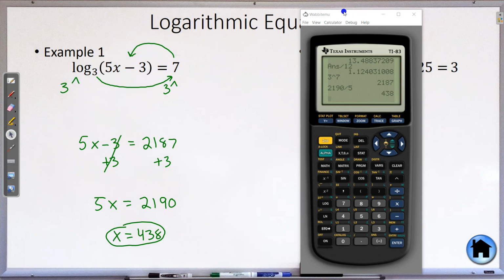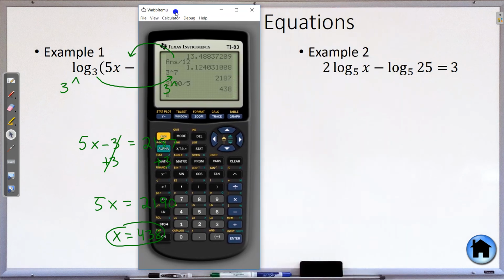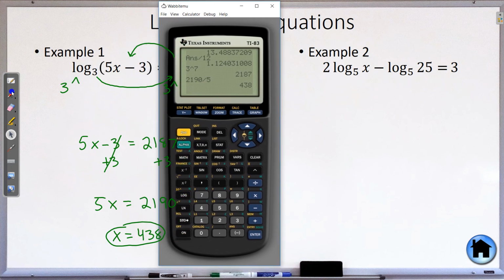All right, let's do another one. Here we go. This one looks really complicated. It's going to take some properties that we remember from logs. So we got 2 logs here. We eventually want to combine them. Before we do that, though, take a look. There's a 2 outside of this log. And remember, if it's on the outside, we can move it up to become an exponent. So that is log base 5 of x to the power of 2 minus log base 5 of 25 is equal to 3.